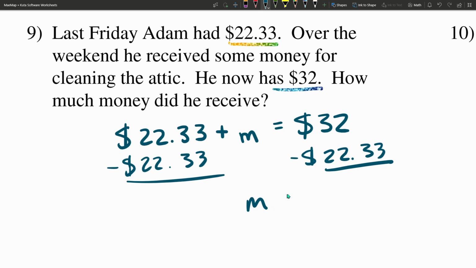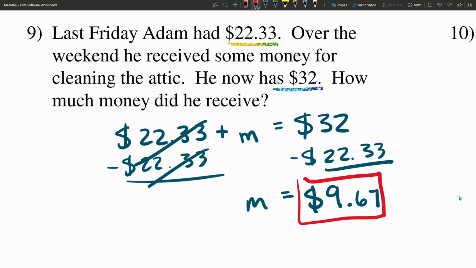we're going to get that M equals, again, doing this mentally, if we're at 33 cents, in order to get to $1 from here, since we're subtracting $22.33 from 32, I'm going to get to that closer dollar, which I'm going to have to add 67 cents. Adding 67 cents will bring me to $23. So then 32 minus 23 is going to be 9. So $9.67 is how much Adam received. Let's move on to number 10.